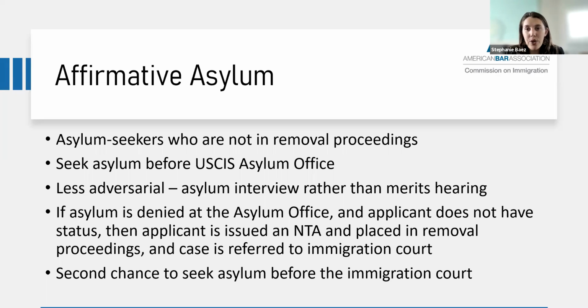An NTA will be issued at that time, and they're going to be referred to immigration court, where they have the chance to again seek asylum. So they can kind of get a second chance to seek asylum. They're in removal proceedings, but they have a second chance to make their claim for asylum before an immigration judge and ask that judge to grant them asylum.